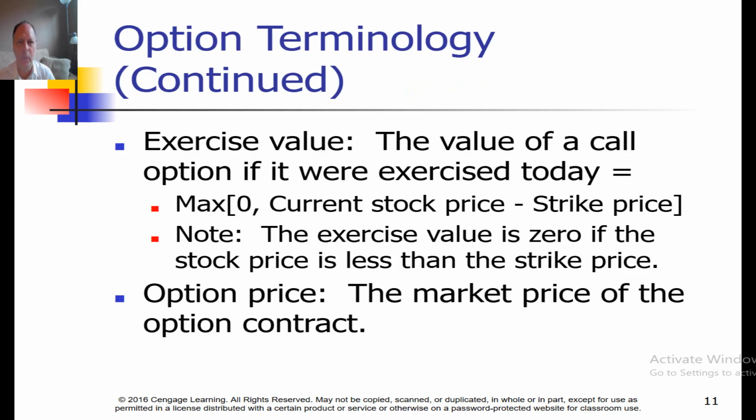The exercise value is the value you will make off exercising the option. The value of a call option, if it were exercised today, would either be 0 or the current stock price minus the strike price. The value of an option at a given point in time before expiration is that intrinsic value plus a time value. So the exercise value is 0 if the stock price is less than the strike price. The option price, the market price of an option contract, will be above this until the time of expiration due to a time value.